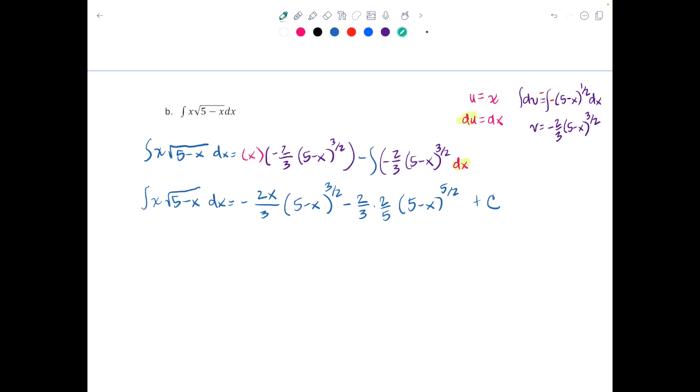So now let's do this. We've got 15 already in our denominator there. If I multiply by 5 over 5, I'll have it set on the first term. So the integral of x times root 5 minus x with respect to x equals. So we have in common 2 over 15, and then we have the 5 minus x to the 3/2, and then what's left in the first one will be a 5x, and then we'll have, let's see, and then I'm looking at my signs.